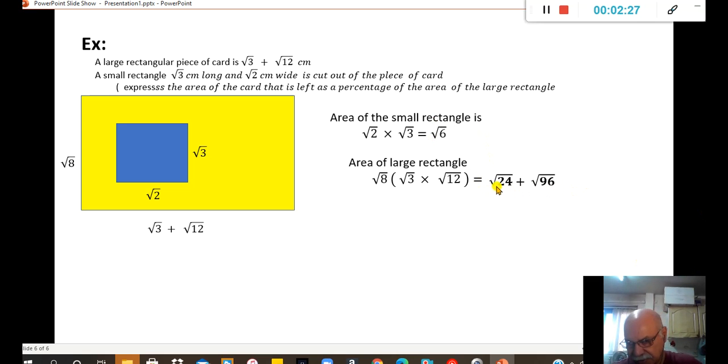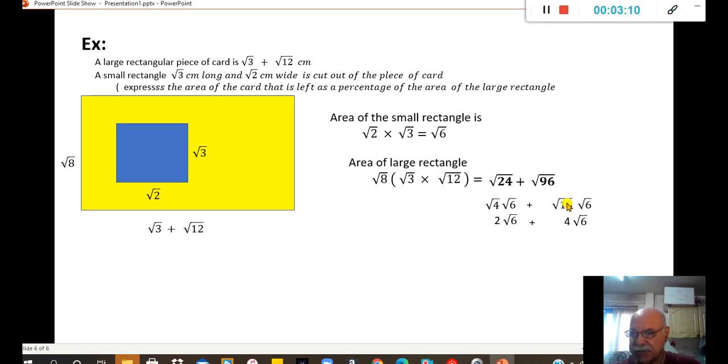To simplify this, where does 24 come from? We see 4 times 6 is 24, so the square root of 4 times the square root of 6. After that we simplify: the square root of 4 becomes 2, so it's 2 times the square root of 6, plus the square root of 96, which is the square root of 16 times the square root of 6. The square root of 16 becomes 4, so 4 times the square root of 6.